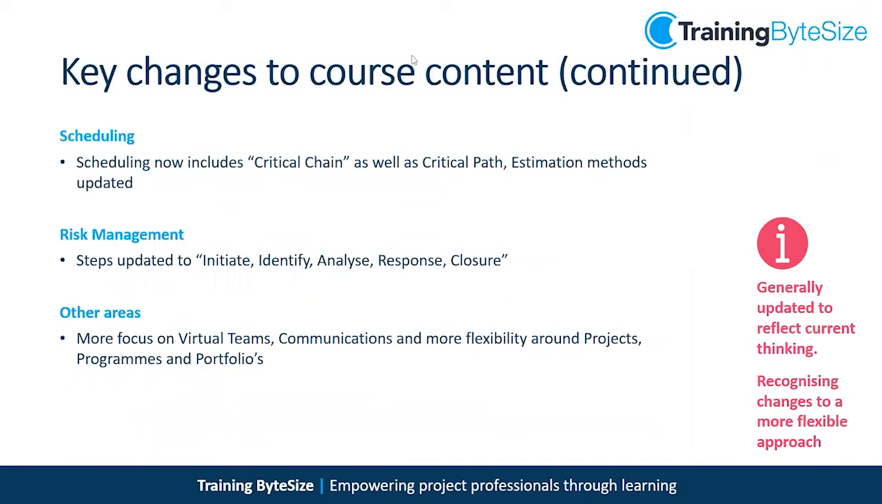So scheduling has something included in it now called critical chain, as well as critical path, and the estimation methods have changed their languages slightly. And again, I'm going to go through some of these. Risk management has updated its steps to initiate, identify, analyze, response, and closure. And in the other areas, there is more focus on virtual teams.